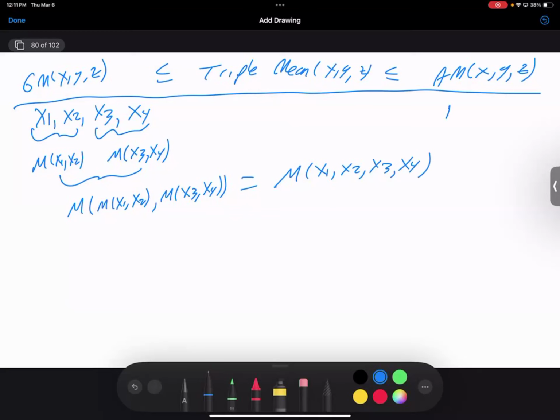Sure. By abuse of, what's the next word? Notation. Have you ever heard that phrase before?